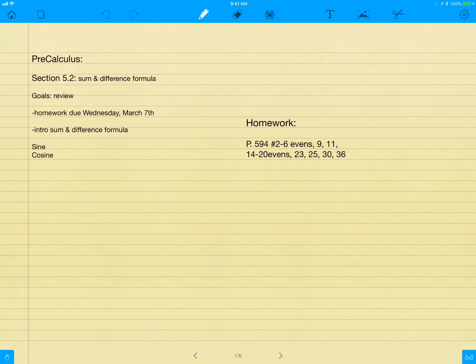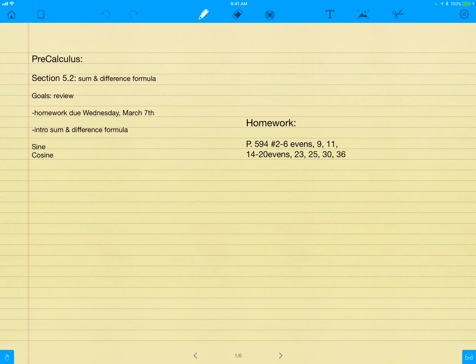Goals today, we're going to be talking about section 5.2. We're going to intro 5.2 today, which is the sum and difference formulas. This will take us a little bit of time today. I'm going to try to go through it as quickly as I can. The goal today is to do a couple examples of your homework so it alleviates your stress about what you need to do in your homework.